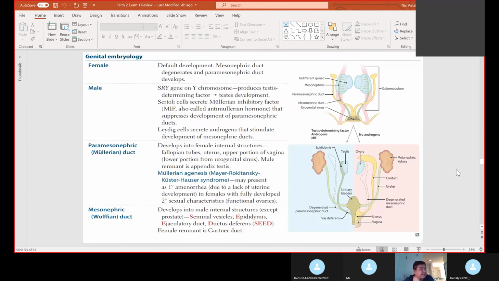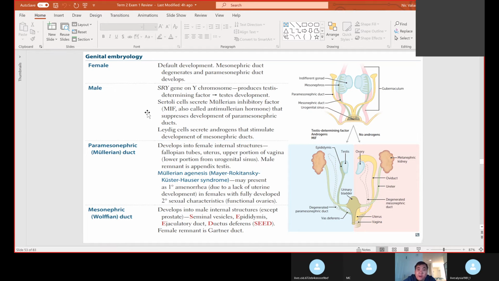Now, much more interesting is genital embryology. So, the default development is female, actually, right? For a female, the mesonephric duct degenerates and your paramesonephric duct develops. So, your Wolffian duct degenerates and your Mullerian duct develops. In a male, you need to have the SRY gene on the Y chromosome. In this instance, gender is determined by the gene.